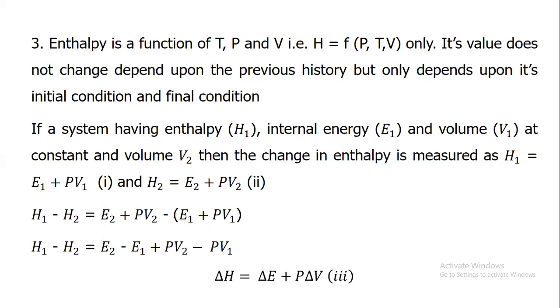If a system has enthalpy H1, internal energy E1, and volume V1 at constant pressure, and volume V2, then the change in enthalpy is measured as H1 equal to E1 plus P1 V1, similarly H2 equal to E2 plus P2 V2. So H2 minus H1 equal to delta H, delta E plus P dV.